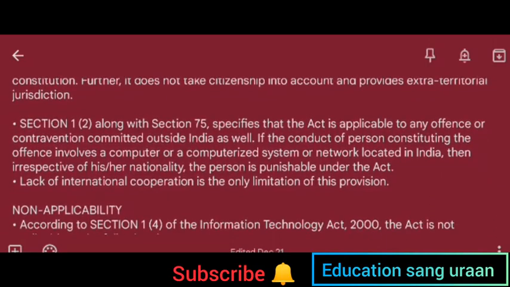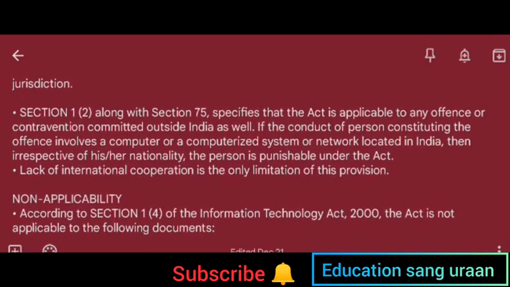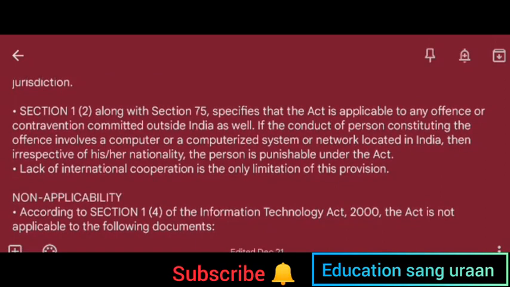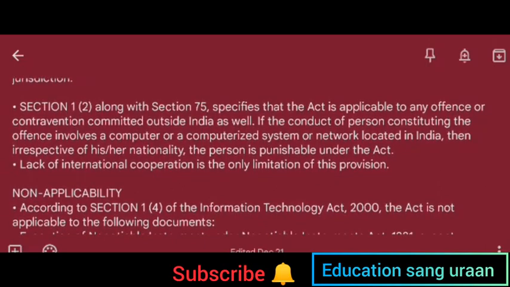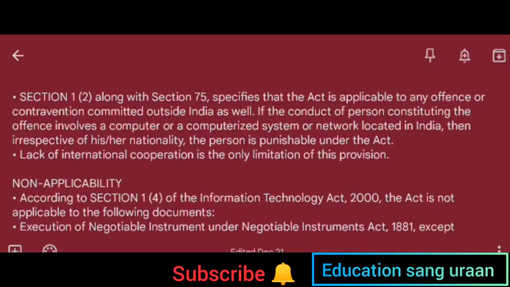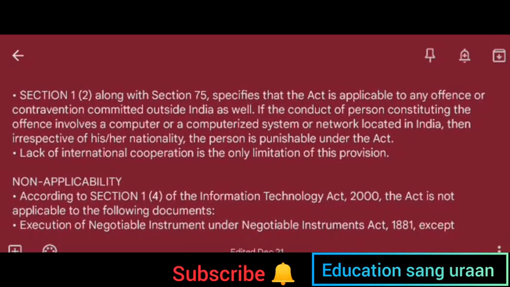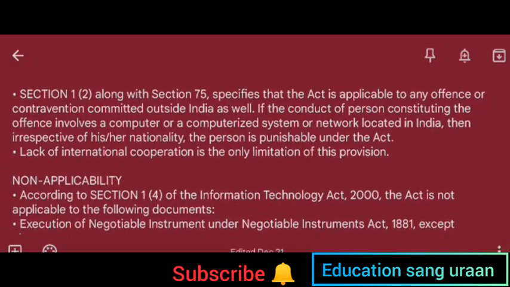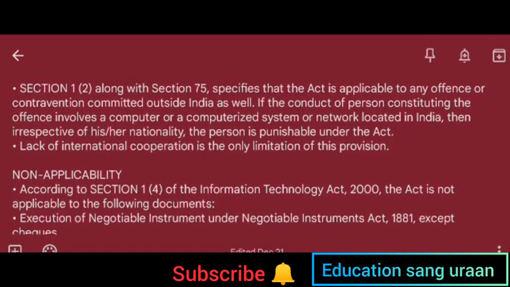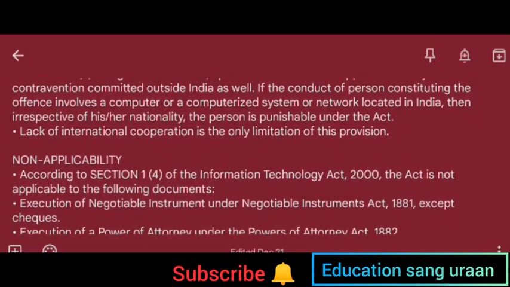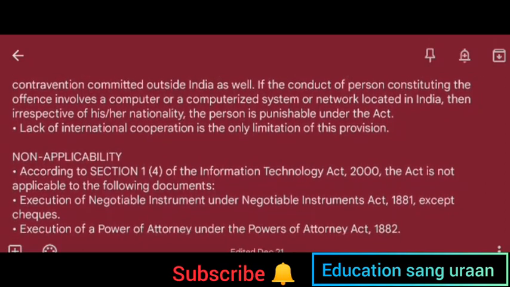Section 1, Part 2, along with Section 75, specifies that the Act is applicable to any offense or contravention committed outside India as well. If the conduct of a person constituting the offense involves a computer or a computerized system or network located in India, then irrespective of his or her nationality, the person is punishable under the Act. Lack of international cooperation is the only limitation of this provision.